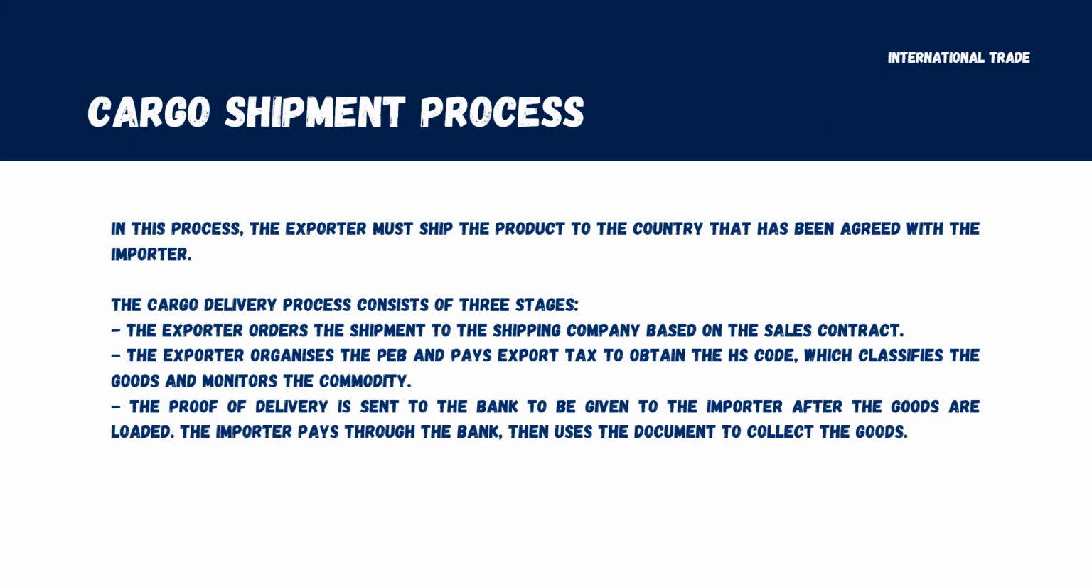Cargo shipment process. In this process, the exporter must ship the product to the country that has been agreed with the importer. The cargo delivery process consists of 3 stages. The exporter orders the shipment to the shipping company based on the sales contract. The exporter organizes the PEB and pays export tax to obtain the HS code, which classifies the goods and monitors the commodity. The proof of delivery is sent to the bank to be given to the importer after the goods are loaded. The importer pays through the bank, then uses the document to collect the goods.